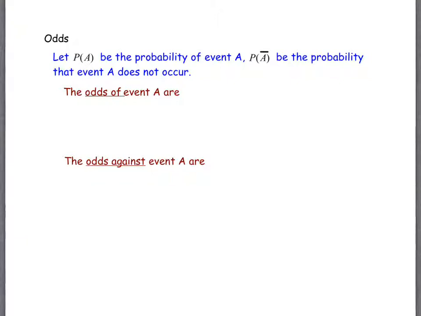Odds are going to be described in terms of probabilities. So if P of A is the probability that an event A occurs, and P of A complement is the probability that event A does not occur, then the odds of event A, we'll go O of A. I hate the letter O in this case, but we'll do O of A. The odds of event A are the probability that the event occurs, P of A, divided by the probability that the event A does not occur.